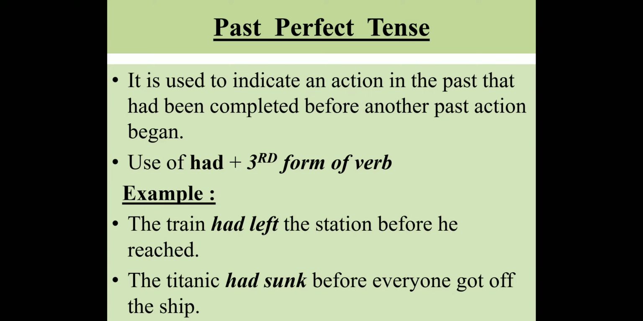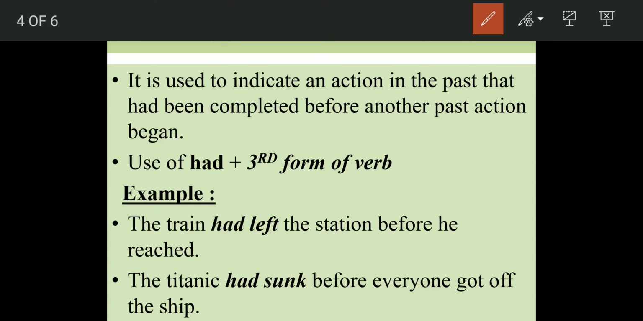What is past perfect tense? It is used to indicate an action which is done in the past that had been completed before another past action began. That is to say, if two things happened in the past only, then it is used to indicate that one action has been done before the other one could begin. We will understand with the help of examples. Here in past perfect, we use had. We do not use has or have, we use had along with the third form of the verb.